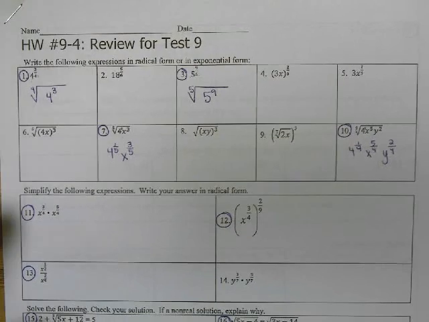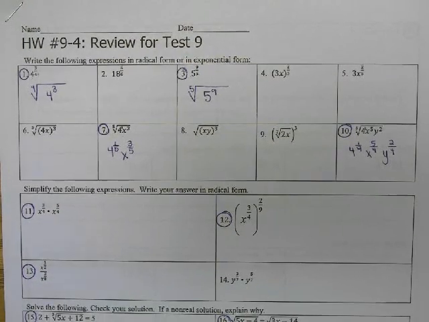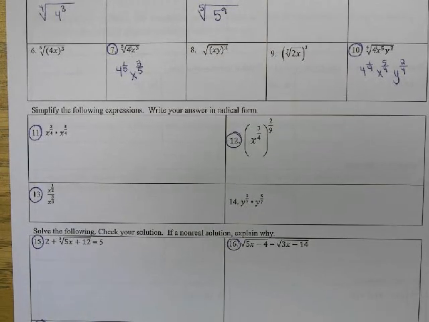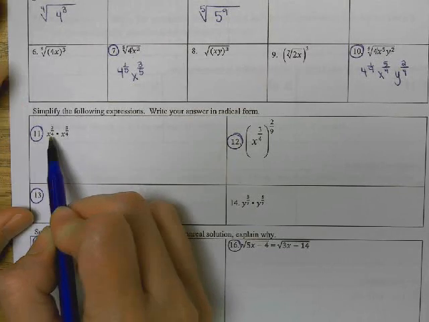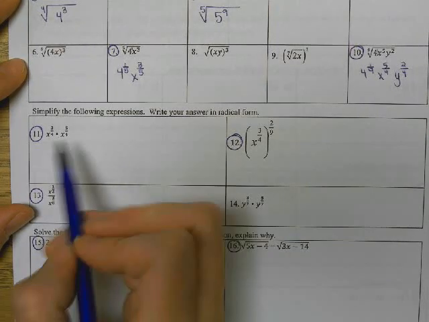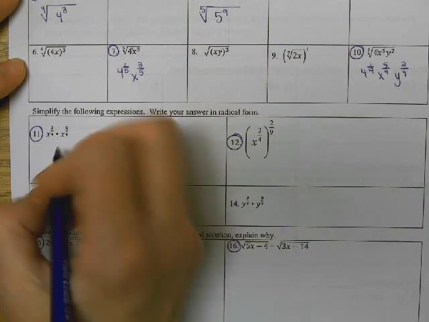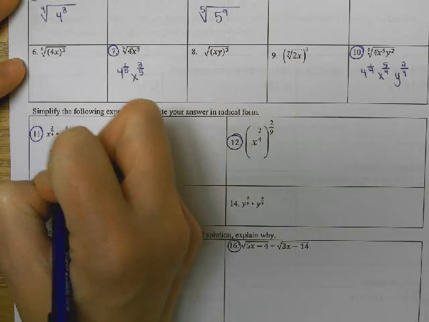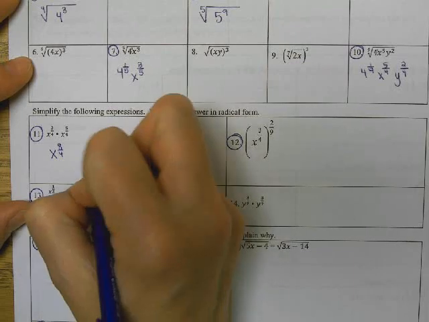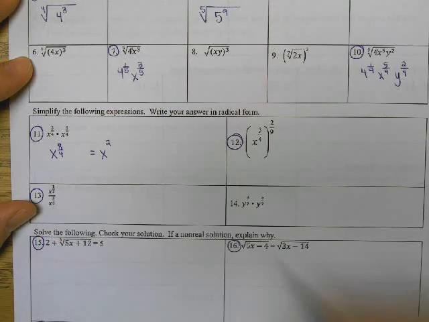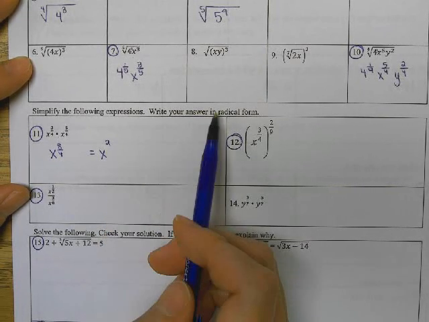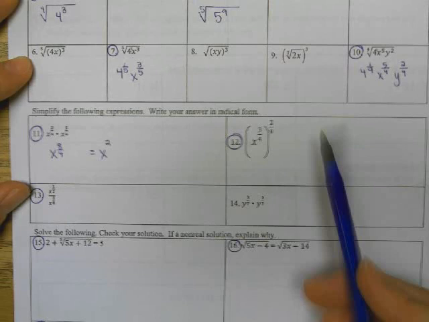Okay? Alright, on 11, 12, 13, and 14, you are simplifying your problems, and then you are going to write your answer in radical form. So remember that if you are multiplying the same base, you add the exponents. The only difference is now we have fractions. So 3/4 plus 5/4 is going to give me 8 over 4, which can be reduced. 8 over 4 is really just 2, so I end up with an x squared. This is no longer a fraction, which means I cannot write it in radical form.